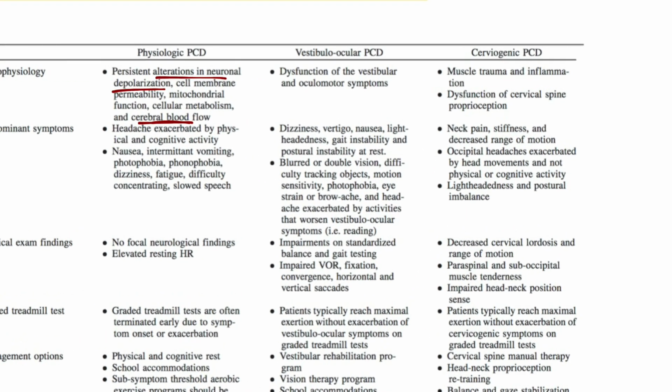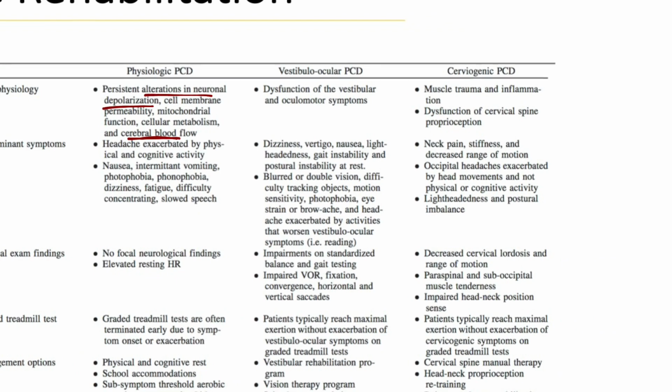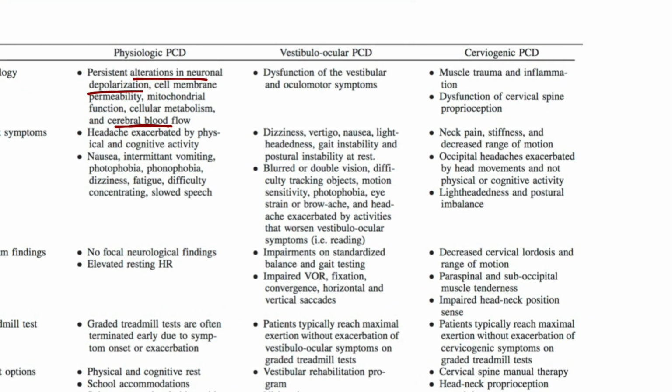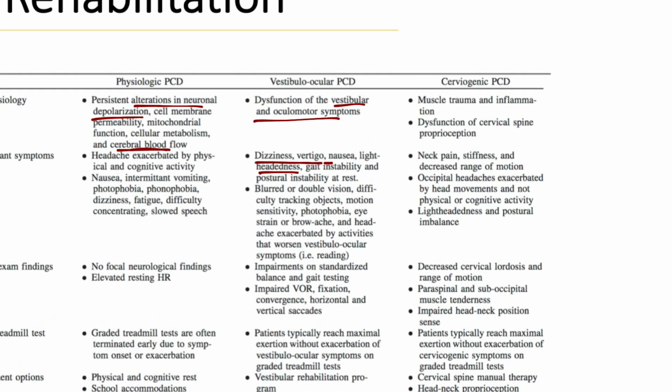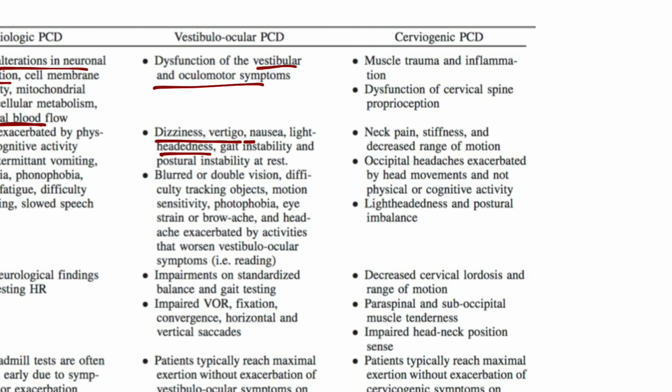The 2 that are probably, what's the right word, I guess more uncommon are the vestibular ocular, which means they have disruption or dysfunction directly to the vestibular oculomotor system. So their symptoms are going to vary. They're going to be different. Dizziness, vertigo, nausea, lightheadedness, all of those things, balance issues for the most part, is going to be that patient. And then you have cervicogenic, which is linked to muscle trauma of the neck mostly, and dysfunction of the cervical spine. And so then these patients are going to report with more of the muscular signs and symptoms.